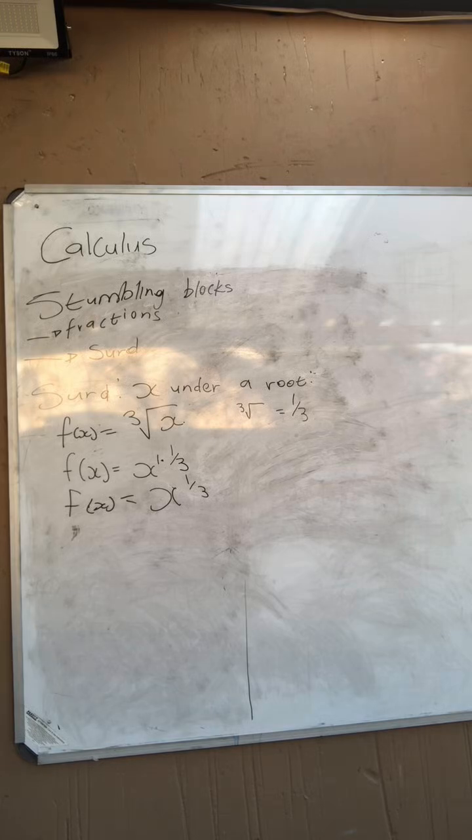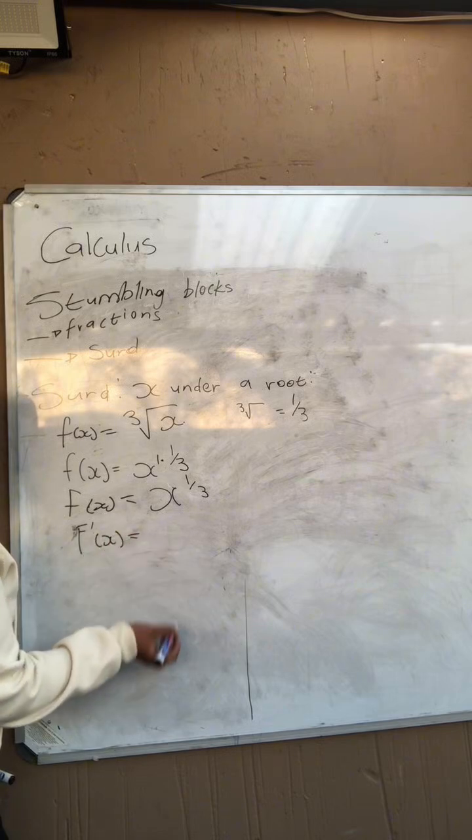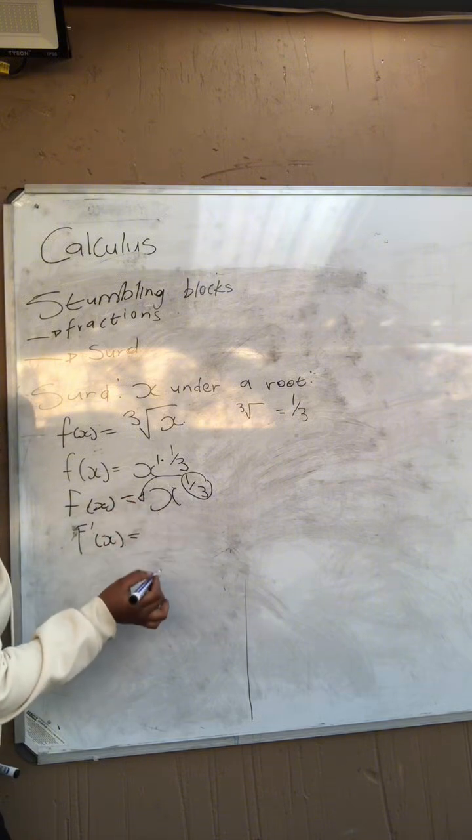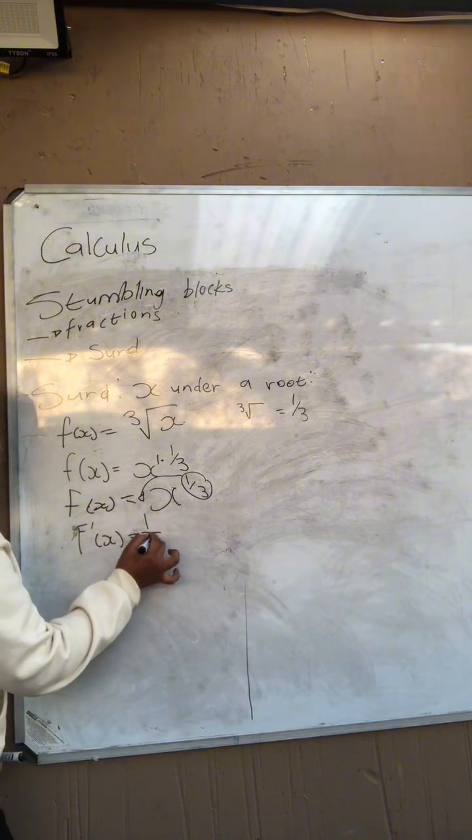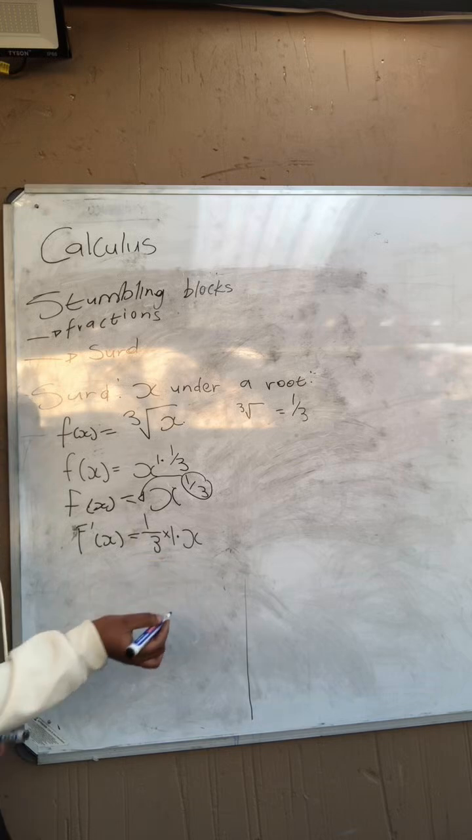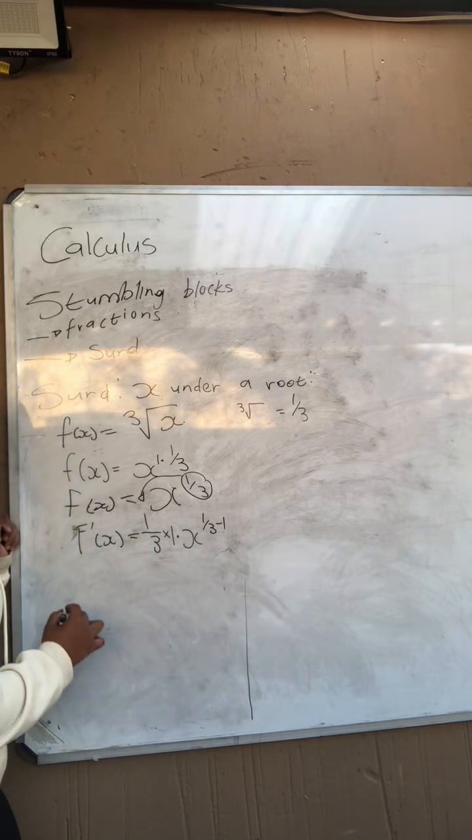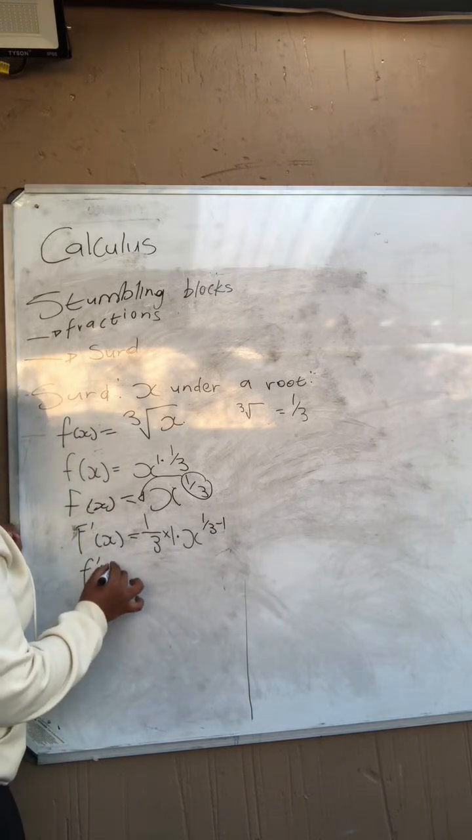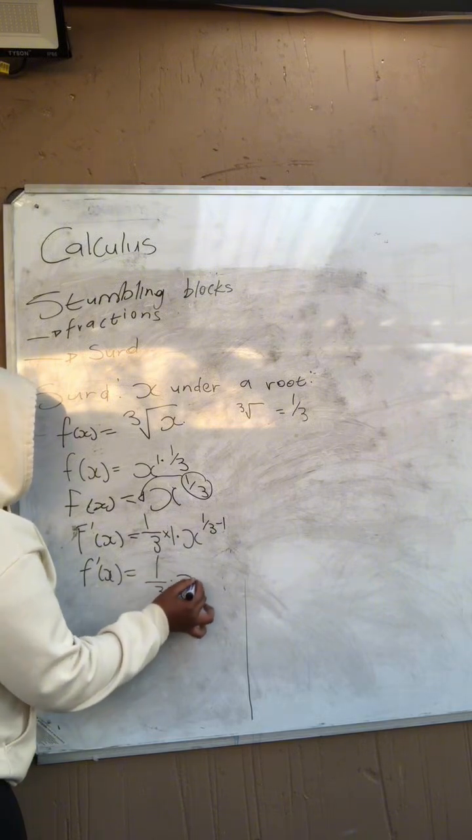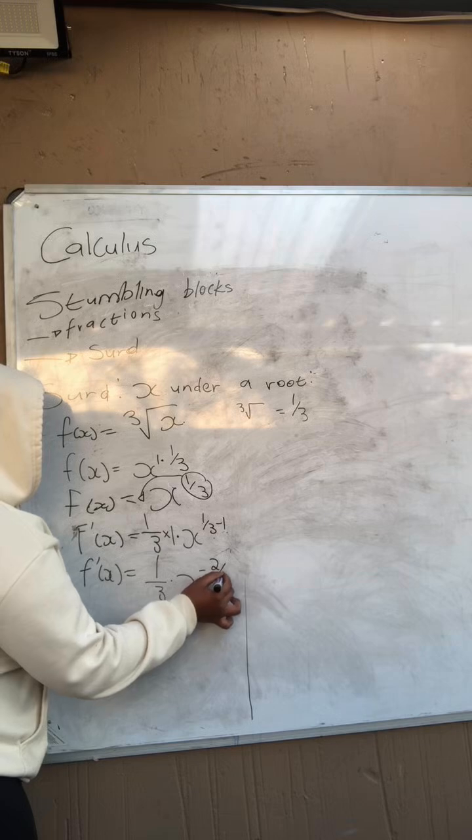From here we can start differentiating. So f prime of x is equal to, we are going to bring down the index and multiply it with the base. So we are going to have 1 over 3 multiplied by x, and subtract 1 from the index. So f prime of x is equal to 1 over 3 multiplied by x to the power 1 over 3 subtract 1, which is negative 2 over 3.